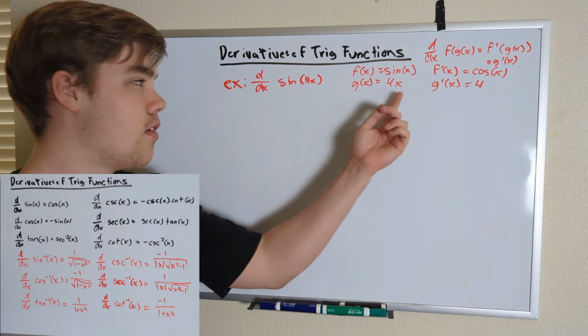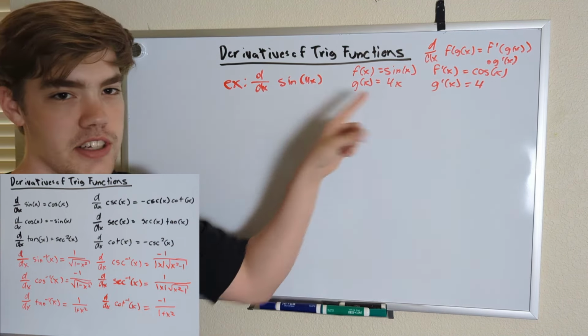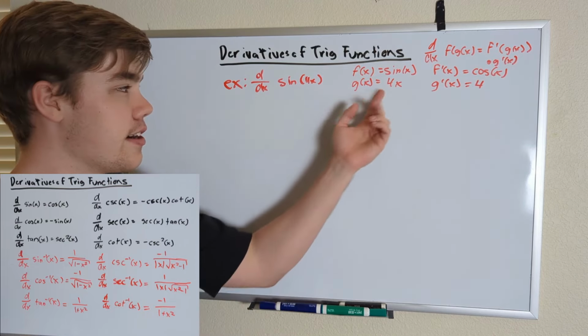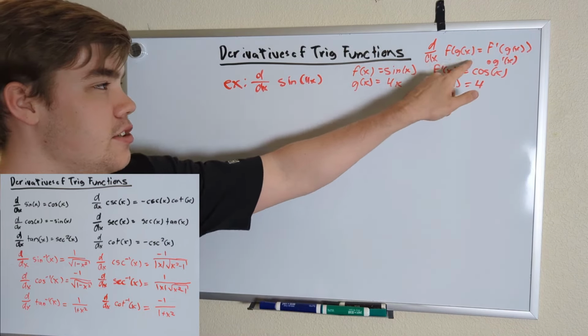Remember, if our x has a power of 1, aka no power, and it just has a coefficient attached to it, the derivative of that function is just the coefficient. Now that we know everything, we can plug that into our chain rule.